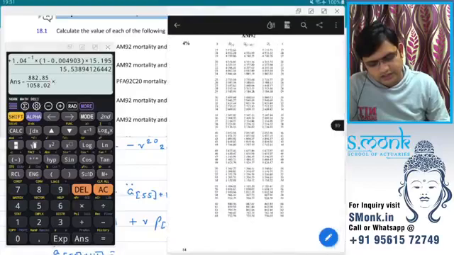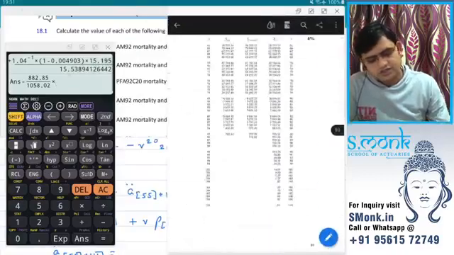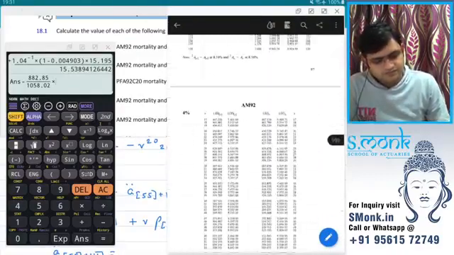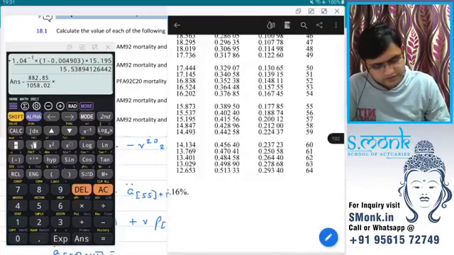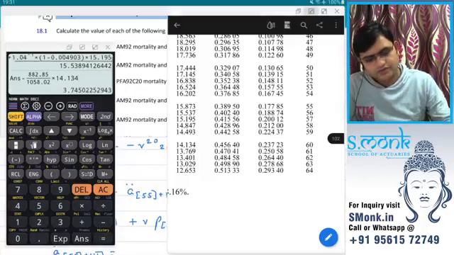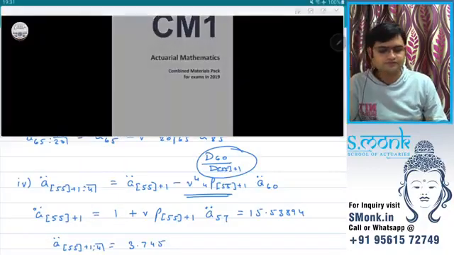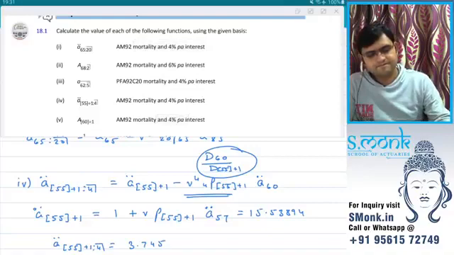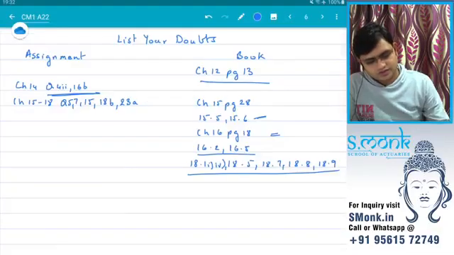into we want A60, ADU 60. ADU 60 for ultimate value, we will have 14.1334. 3.745.